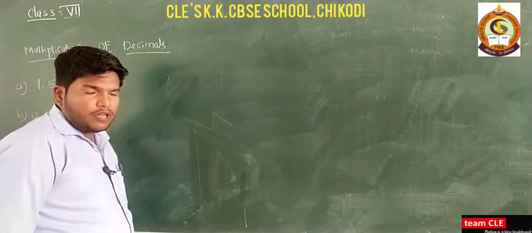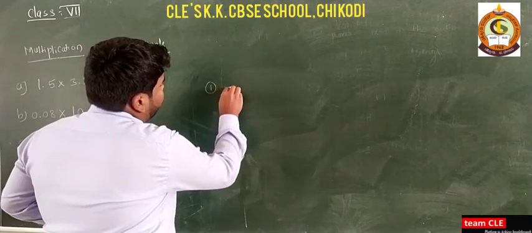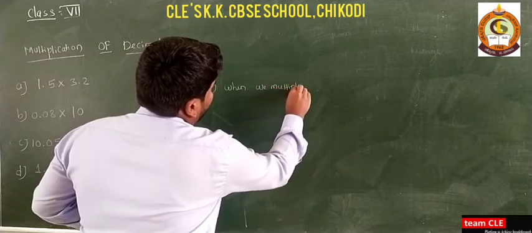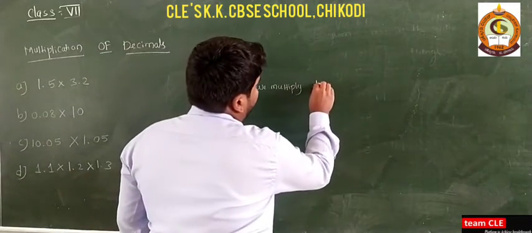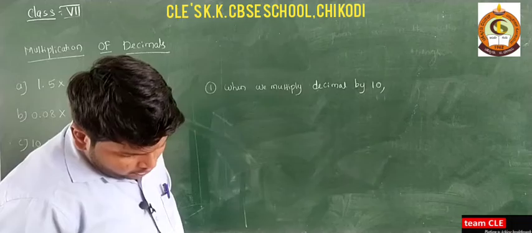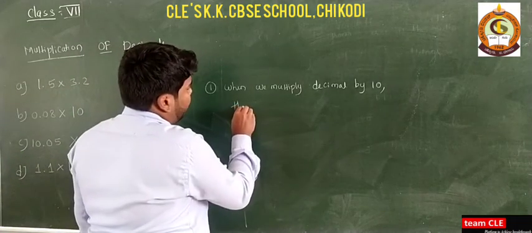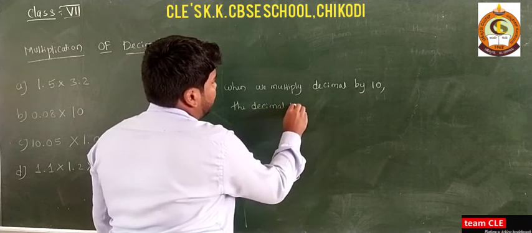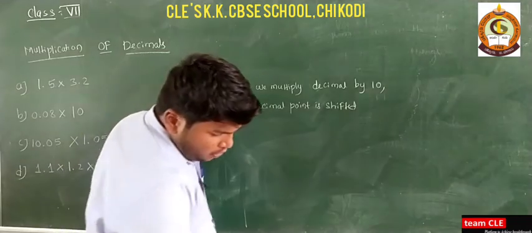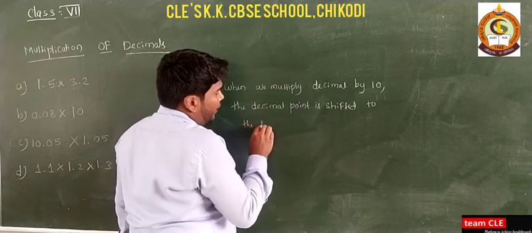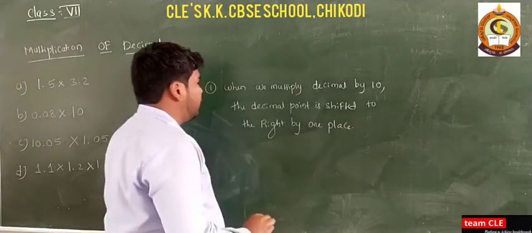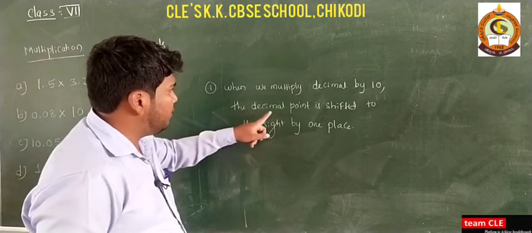Before multiplying decimals, let us look at the rules. Rule number 1: when we multiply a decimal by 10, the decimal point is shifted to the right by one place.